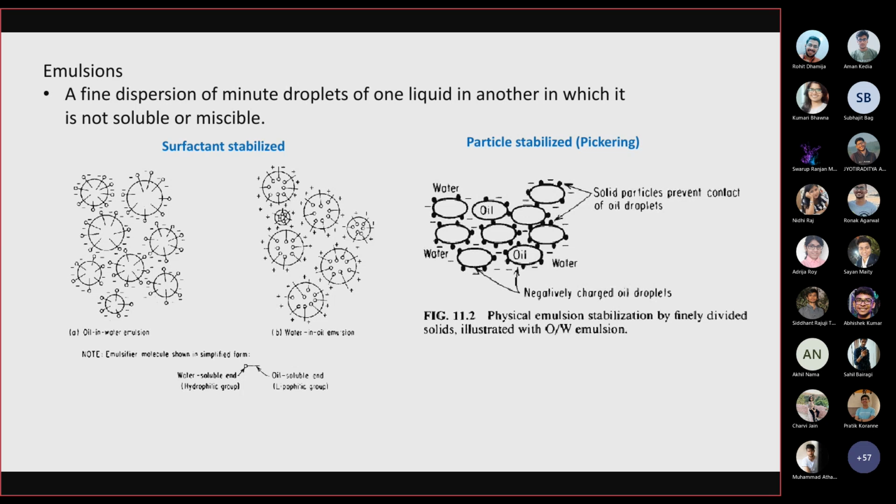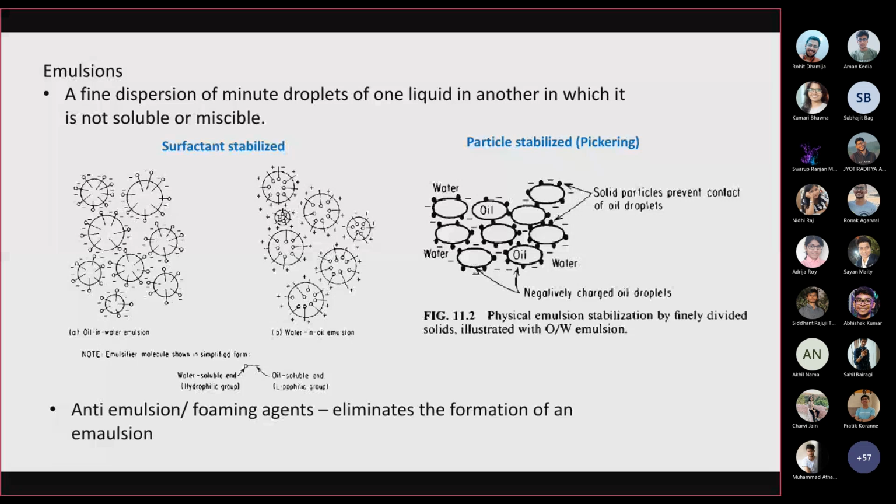In case of surfactant stabilized emulsions, the surfactant molecule stays at the interface between oil and water, that is, between the droplets and the continuous phase. In case of particle stabilized emulsion, the particles stay at the interface between oil and water. So first of all, we need to break that interface. If you want to separate emulsions, that is, immiscible liquids formed as emulsions, we need to break these emulsions. We need to break the interfacial tension or attractive force at the interface.